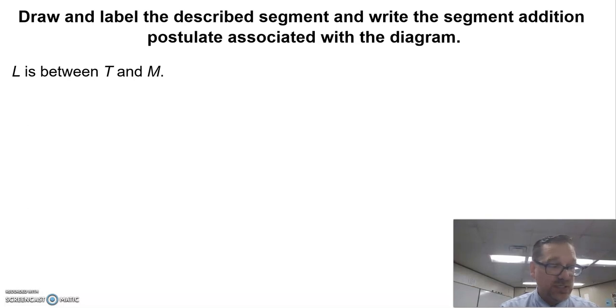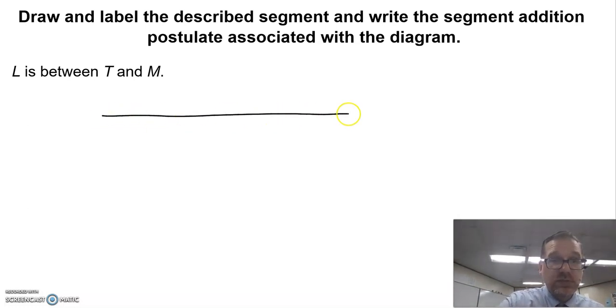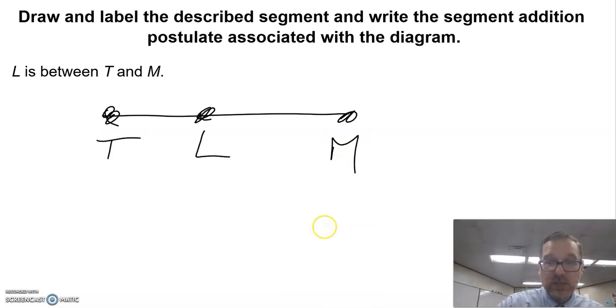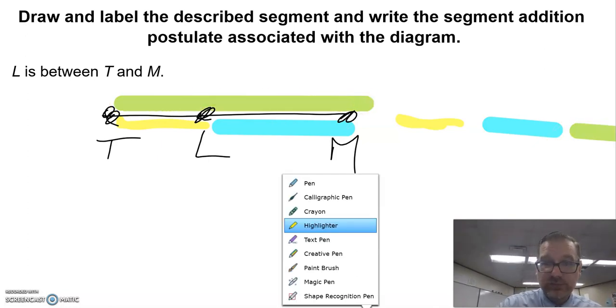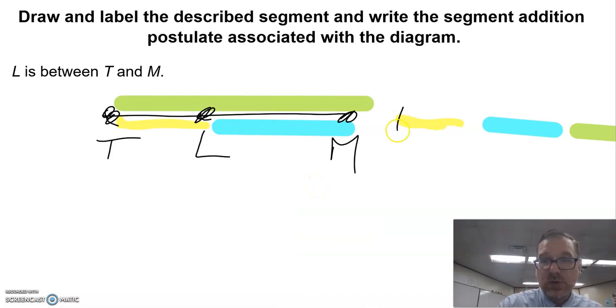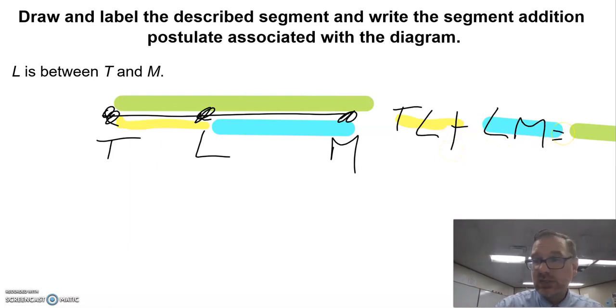Let's try L is between T and M. Let's draw this segment as described and then write the segment addition postulate. So we have 3 points, L, T, and M, where L is between T and M. So when I highlight, I'm going to go yellow, the yellow part, the front part, plus the back part equals the whole thing. So the yellow part is TL. The length of TL plus the length of LM equals the length of TM. Part plus part equals whole.